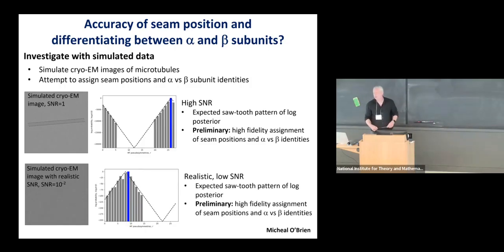But even when simulating cryo-EM images with realistic signal to noise, again, this is preliminary, one does still see a sawtooth pattern. And it does seem that one can still assign both the seam position and alpha and beta identity with quite high fidelity. This is the log posterior, so it doesn't look like so much of a difference, but the best hit registry, which is the true one, is still significantly better than anything else.